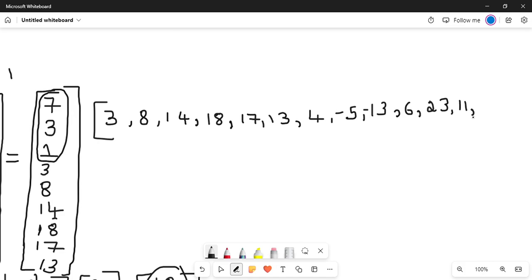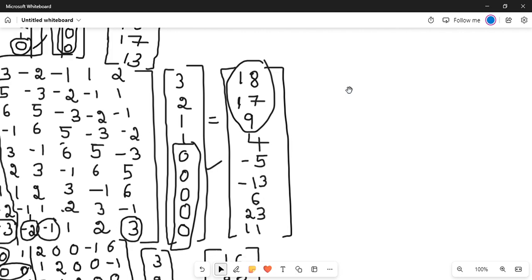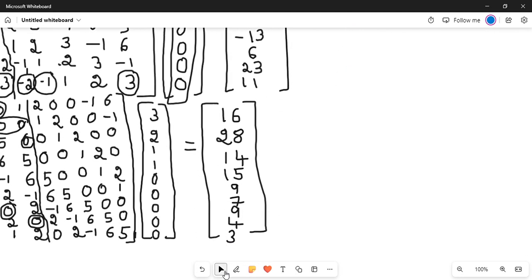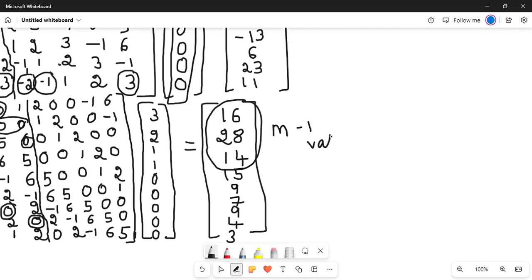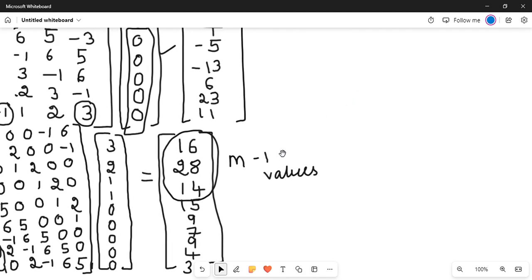Next, you have to take y3 of n. In y3 of n we are eliminating 3 values, that is, m minus 1 values. All these m minus 1 values are getting eliminated. When eliminated, what comes? It is 15, 9, 7, 9, 4, 3.